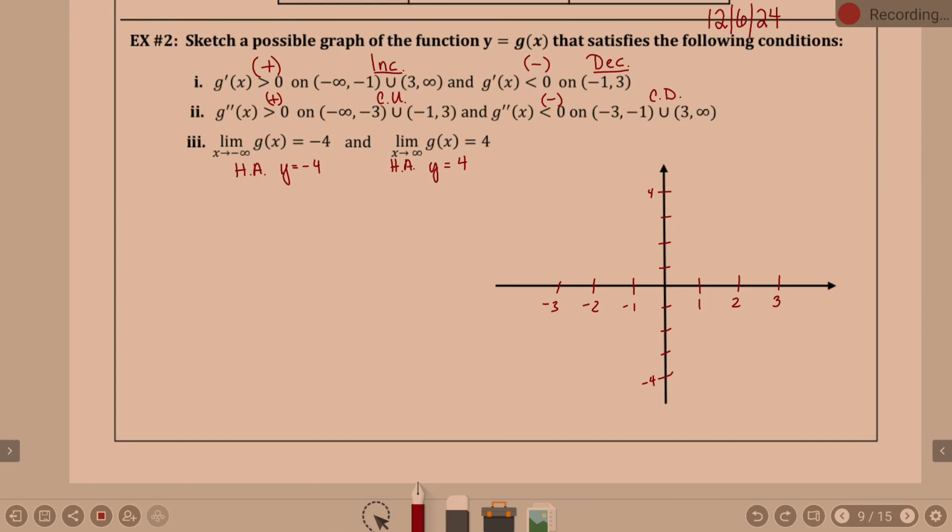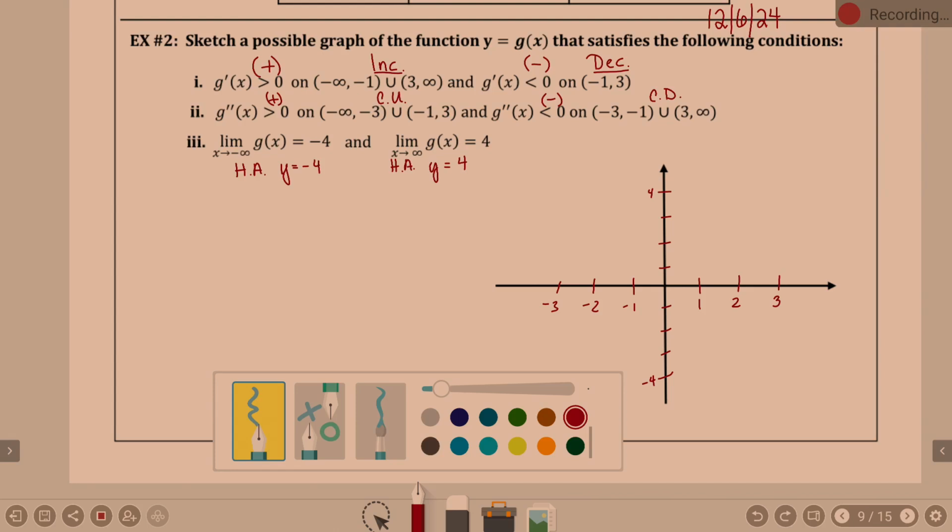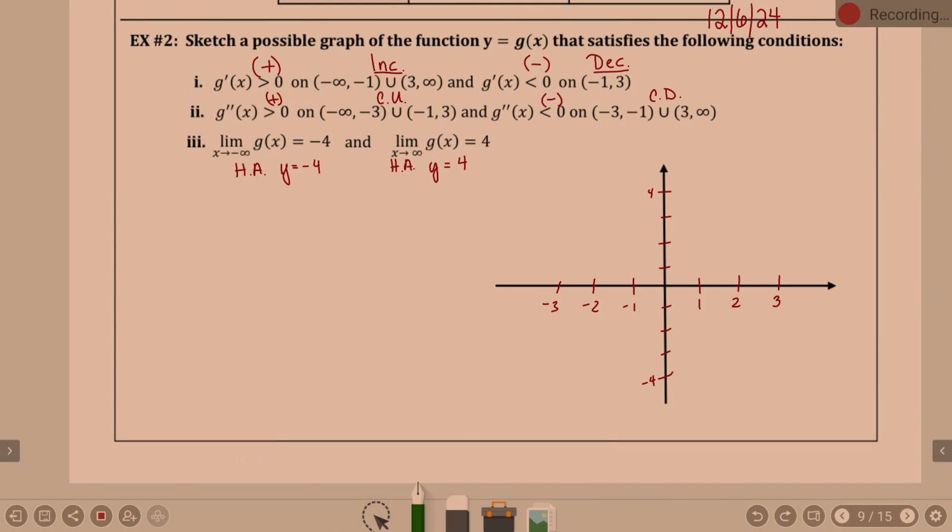Now, the other thing I can do here, and you may be able to start graphing this, okay? But the other thing I can do is help you set up some sign chart number lines. So if we think about the first derivative, we had key points at -1 and at 3, yes?